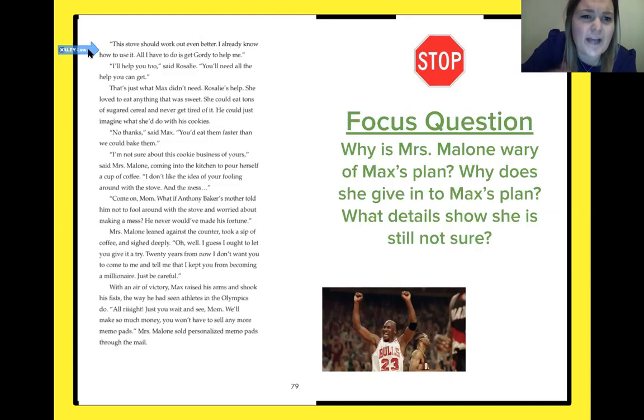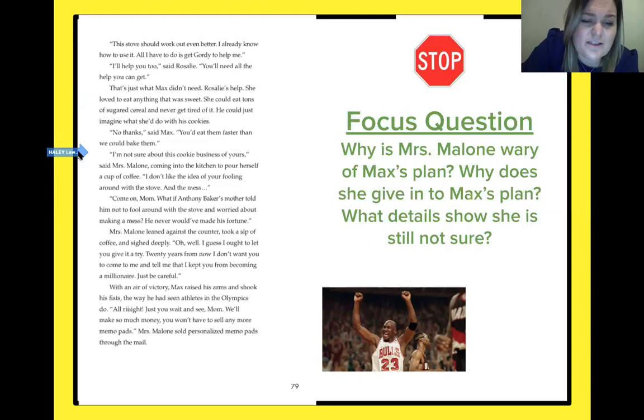This stove should work out even better. I already know how to use it. All I have to do is get Gordy to help me. I'll help you too, said Rosalie. You'll need all the help you can get. That's just what Max didn't need, Rosalie's help. She loved to eat anything that was sweet. She could eat tons of sugared cereal and never get tired of it. He could just imagine what she'd do with his cookies. No thanks, said Max. You'd eat them faster than we could bake them.